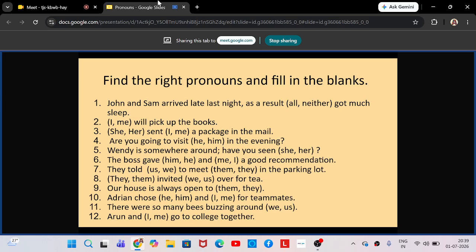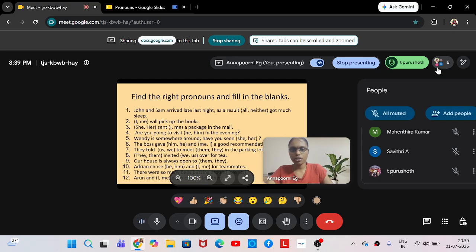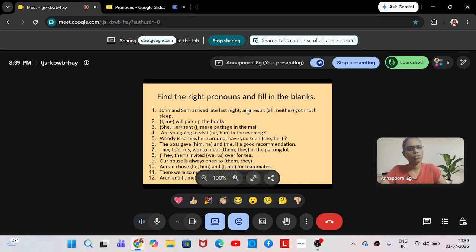So now we will go through the second activity. The second activity is you have to find the right pronouns and fill in the blanks. We have 12 questions, and in each question, you have two options inside the bracket. You have to choose only one answer that will be the right answer. So we will start one by one. All of you should come. Only four are there, so you can take your turns and come. I will start from Sairam. Sairam, can try the first one.